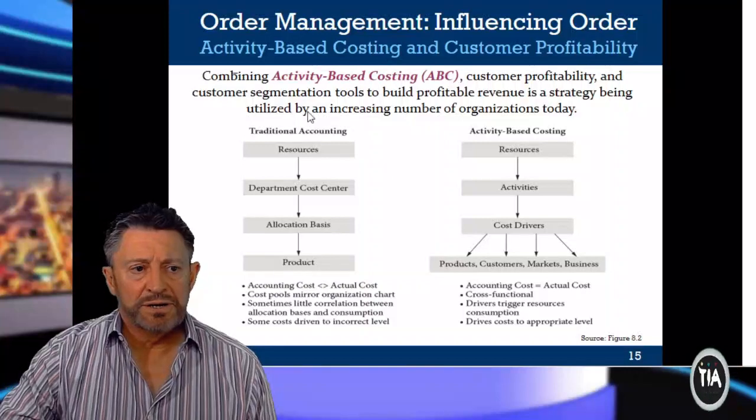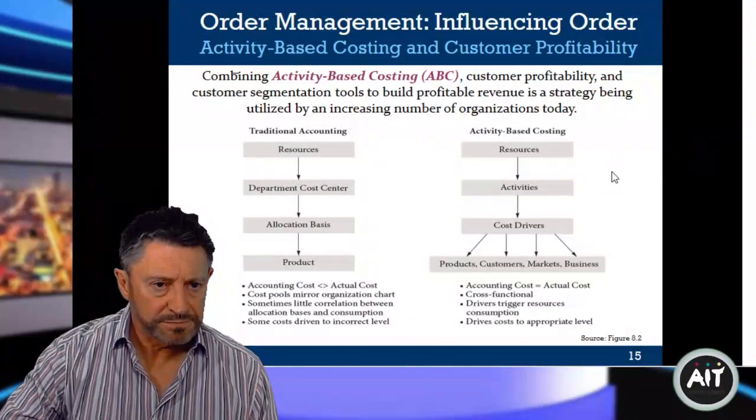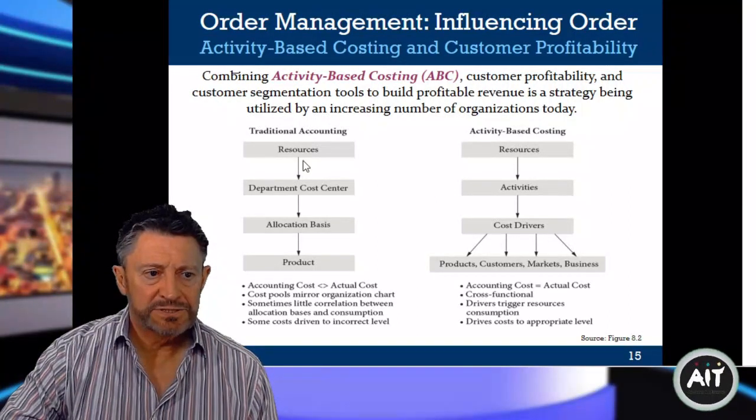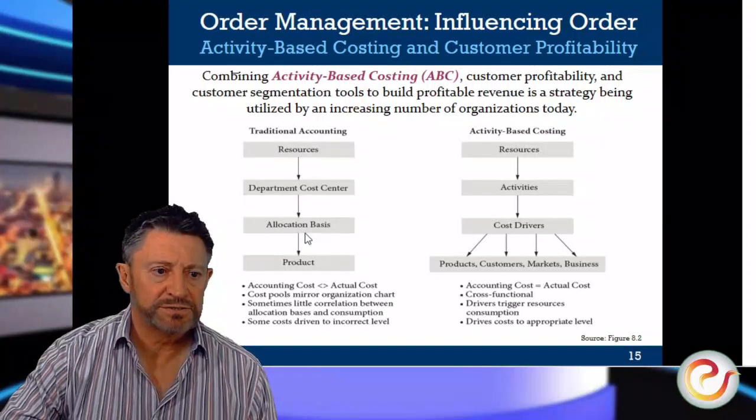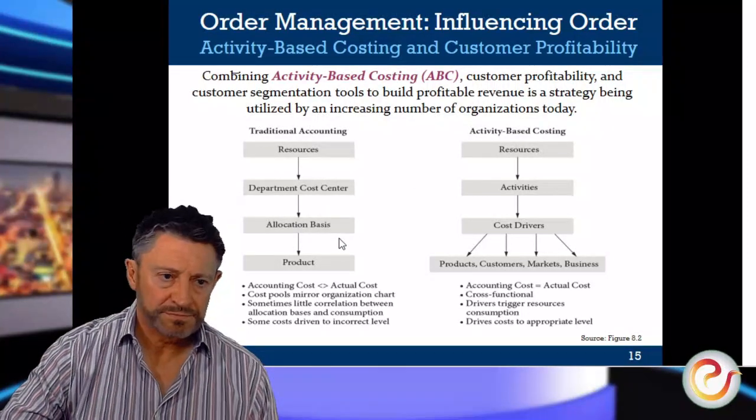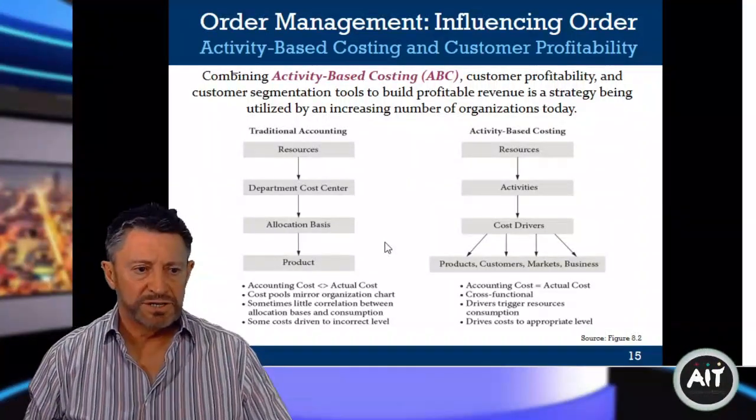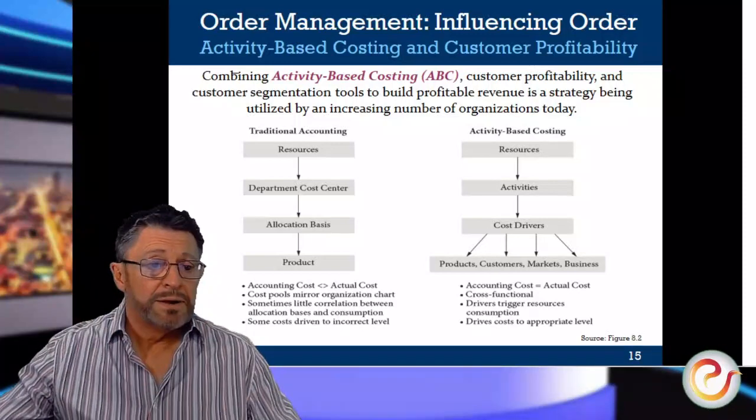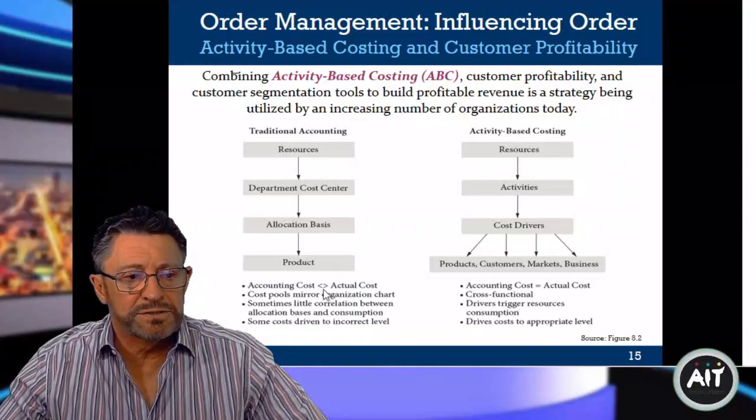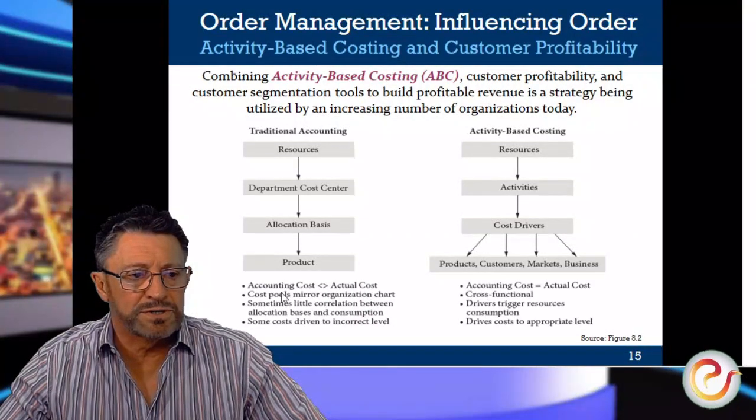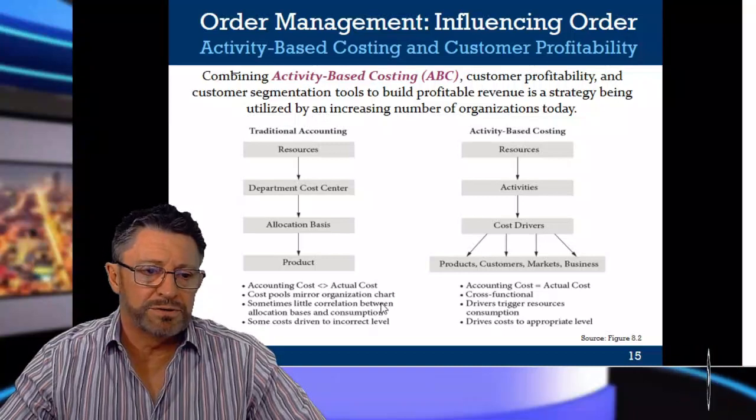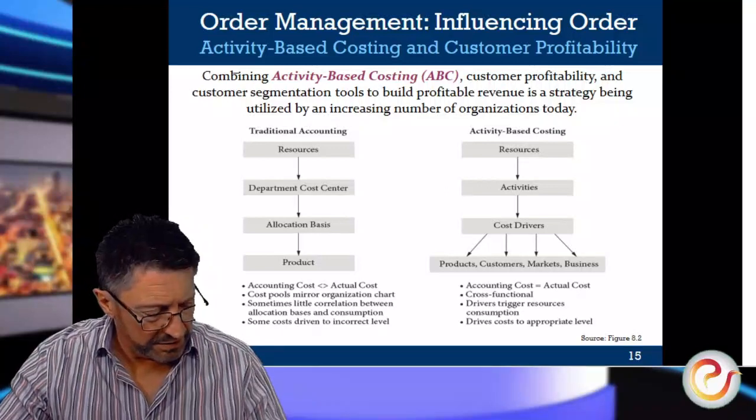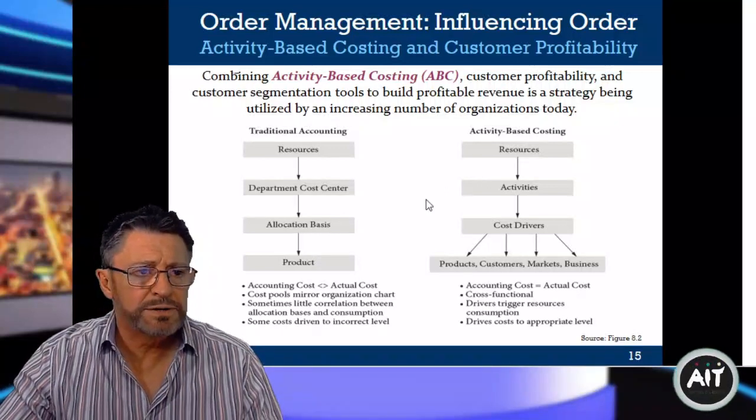And here's just the cost, the activity-based costing. And as you have your traditional accounting, you look at your resources, the department cost centers, and allocation of each of these tasks, and then attribute those to the product. So you get accounting costs greater than or equal or less than the actual cost. So cost pool mirrors organization chart, and so on. So that used to be, that's what I used to do before I went into technology. I was in the cost accounting side of things, and this is how we used to do it.